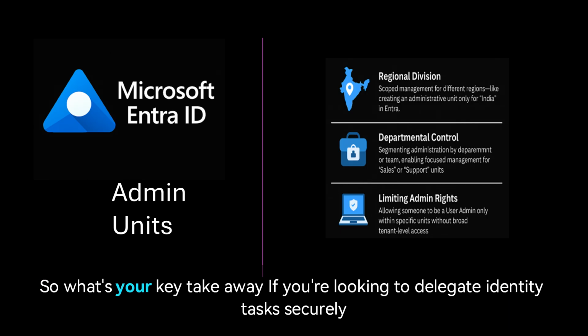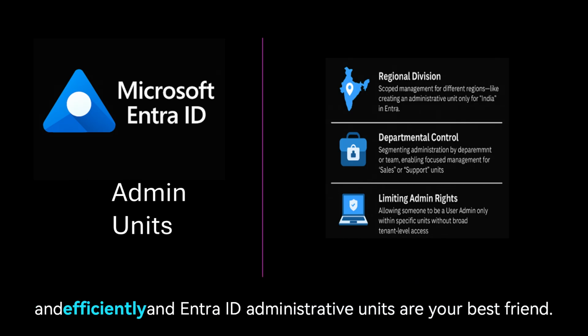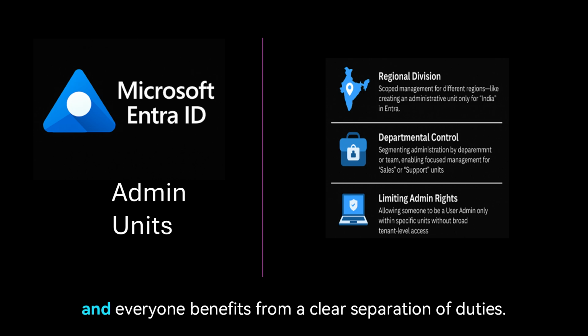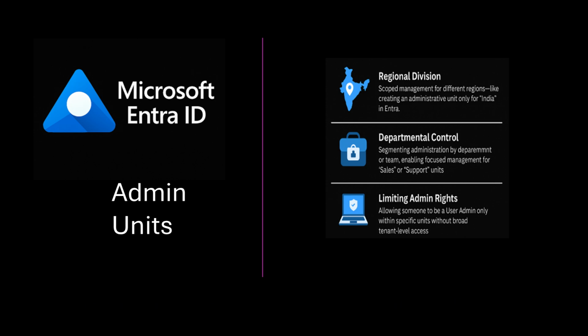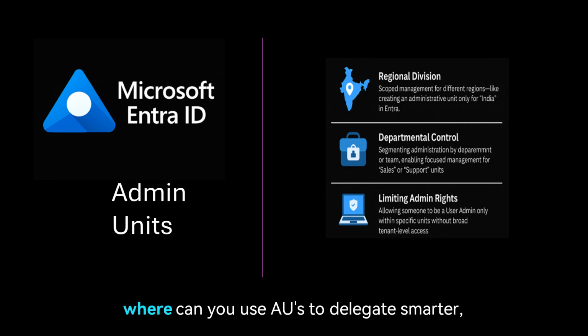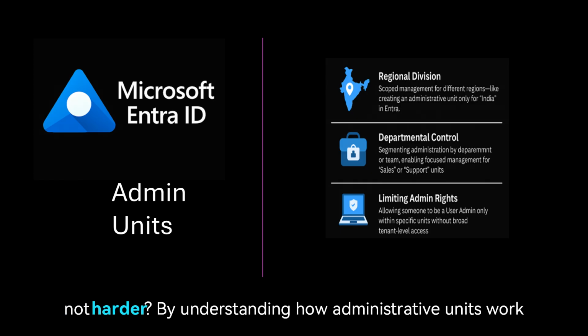So, what's your key takeaway? If you're looking to delegate identity tasks securely and efficiently in Entra ID, administrative units are your best friend. You gain more control, your team gains autonomy, and everyone benefits from a clear separation of duties. Start thinking about your org structure and ask yourself, where can you use AUs to delegate smarter, not harder?